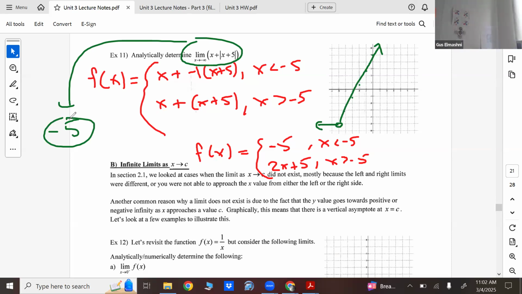So you rewrite, do a graph. Think about it. If x is negative 100, that's negative 100, but plus outside negative 95. What's outside negative 95? 95. What's negative 100 plus 95? Negative 5. Every single time we get negative 5 as a result.